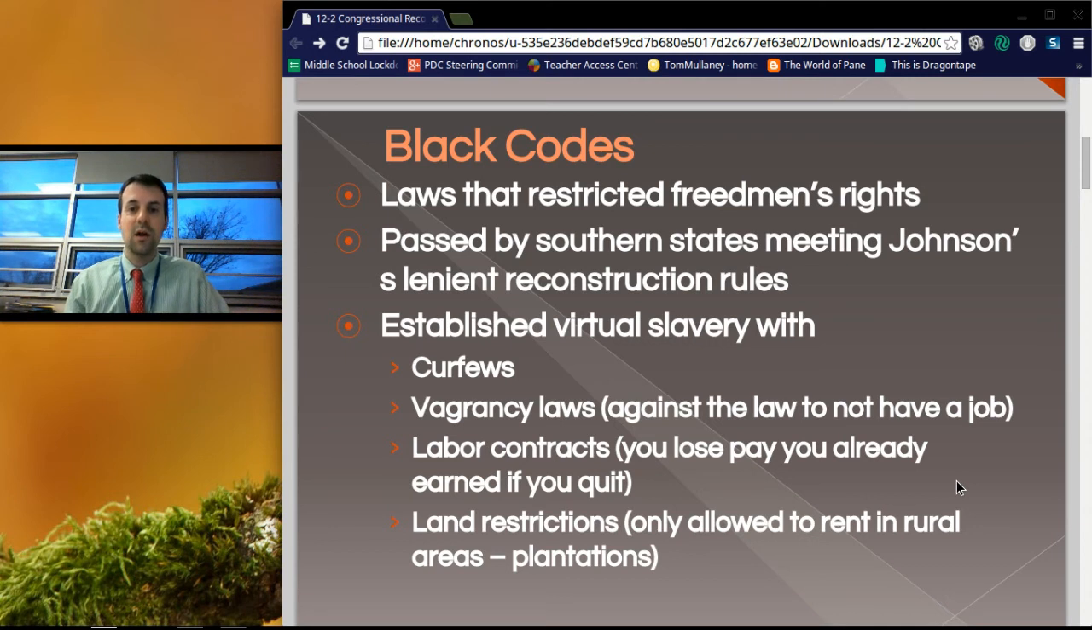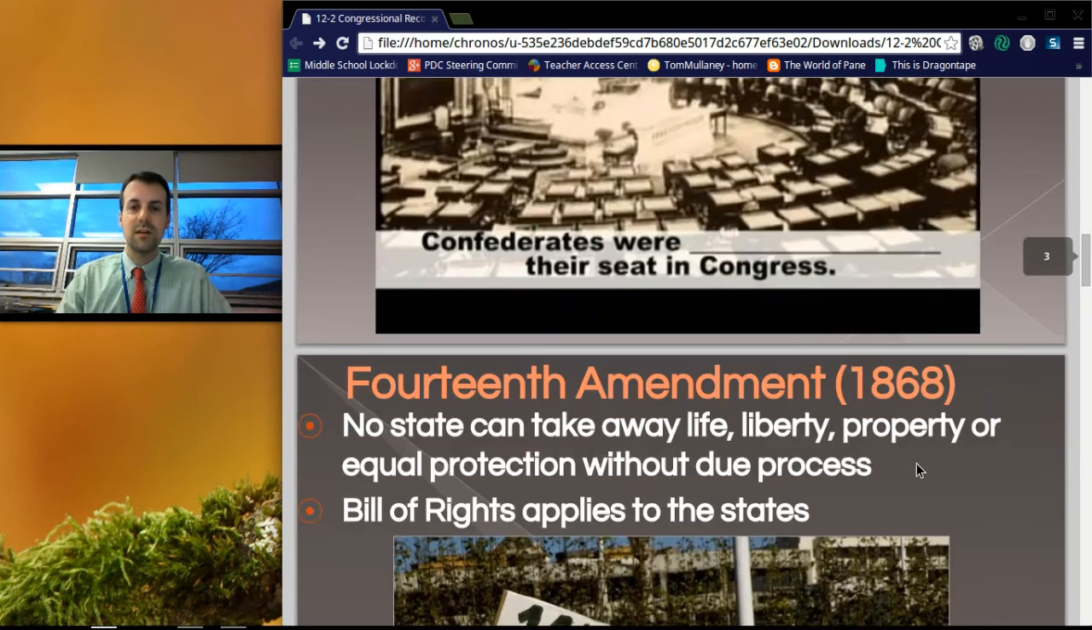contracts, meaning you lose pay you already earned if you quit, because no one gets paid every moment that they work. They get paid at the end of the week, and so they're building up what they're owed toward the end of the week. And so if you left early before your paycheck, then you weren't owed any money, meaning you really had to stay to get all the money you earned. And land restrictions, basically only African Americans only allowed to rent in rural areas, plantations where they had been enslaved.